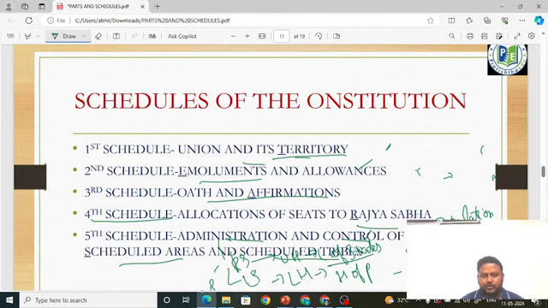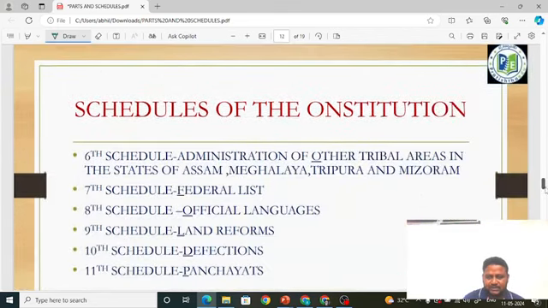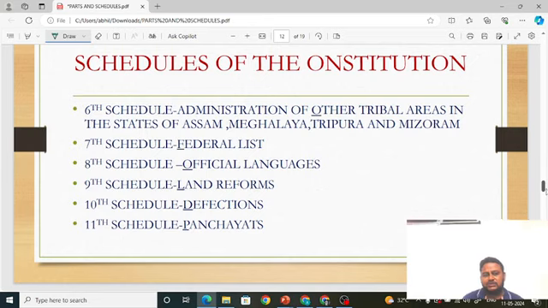Moving forward, I will explain the schedules in detail first, and then I will tell the mnemonics. You will enjoy learning the mnemonics because they will help you retain better. Sixth schedule is talking about administration of other tribal areas, tribal areas other than those mentioned in fifth schedule.